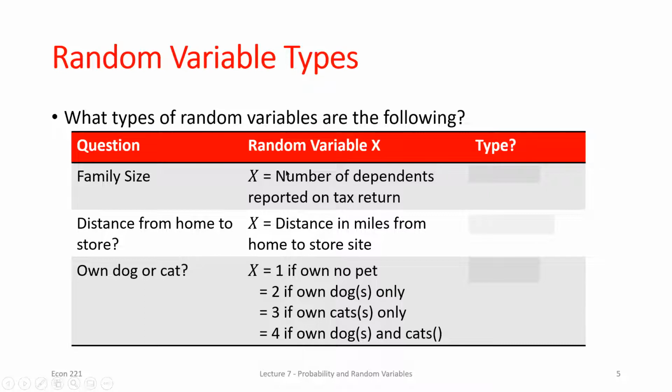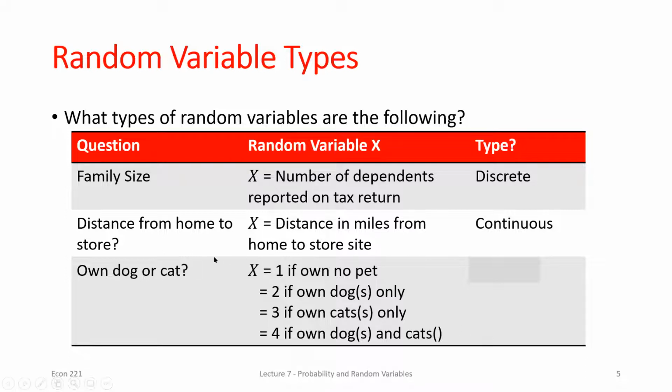So, some different types of variables. Family size is the one that I'll probably use to set this up today: the number of dependents on a tax return. We can't see 1.5 kids, so we're only going to see integer values there. So it's discrete. Distance from a store, we think of as continuous. We can measure that out to whatever decimal we want.